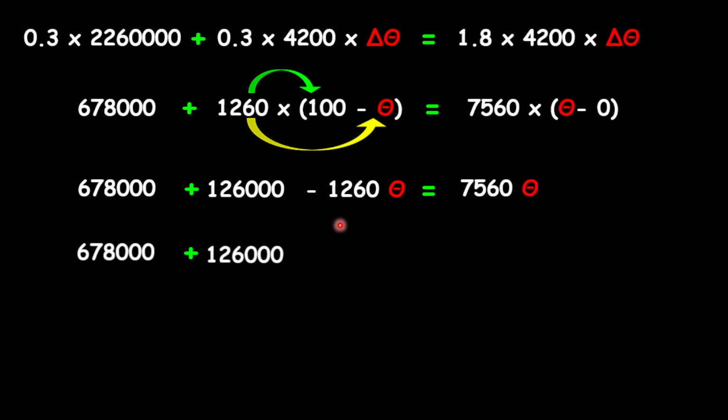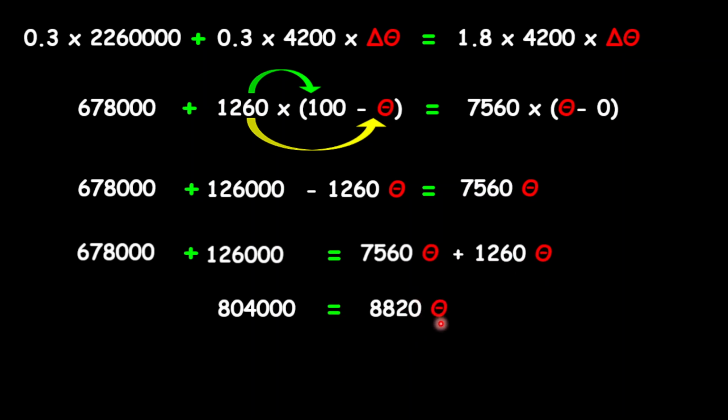Now, what you can do is put the like terms over to the other side. So we're going to have our 7,560 times the unknown temperature. And we're going to move over the 1,260 to the other side. Remember, it was a minus right here. So we're going to have to do an addition to bring it over. All right, so that's what we have now as a simpler equation. Okay, so let's add these together and then add these together. So adding these together, what we get here is 804,000.